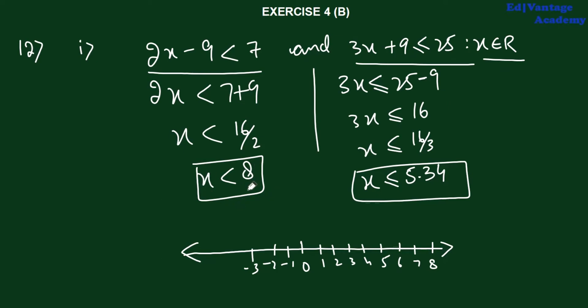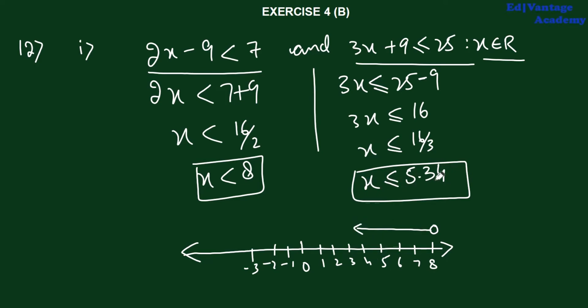If I plot the graph for this side, x is less than 8 and x is not equal to 8. It is purely less than 8. So I need to highlight 8 as a circle. No, I don't need to shade it because 8 doesn't belong to x. And less than 8, that is all these answers.